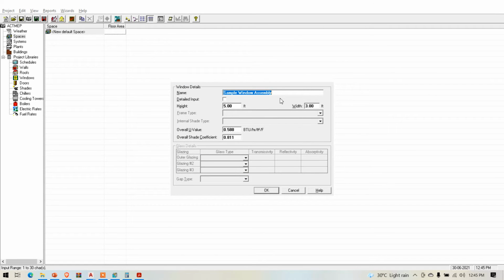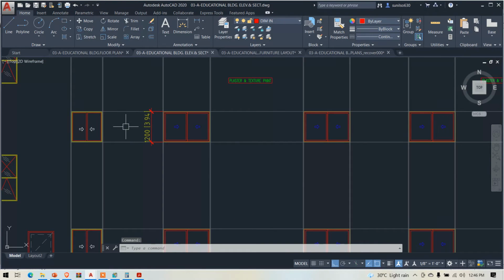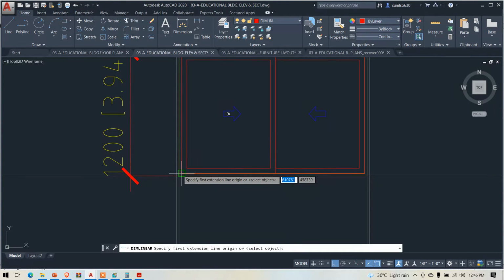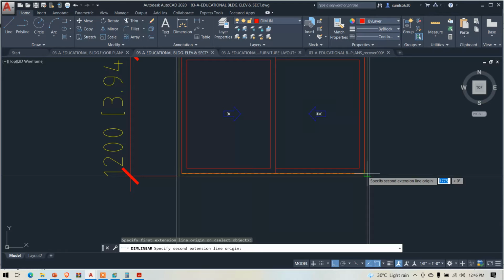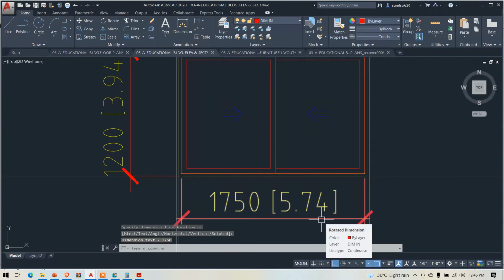Now here we have to provide the window name, what type of window it is. I am going to consider this as a glass window. Here they are asking for the height and width of the window. The height of the window is 3.94, and you can take the width of the window as 5.75. So we can provide these values, 3.94 and 5.75.